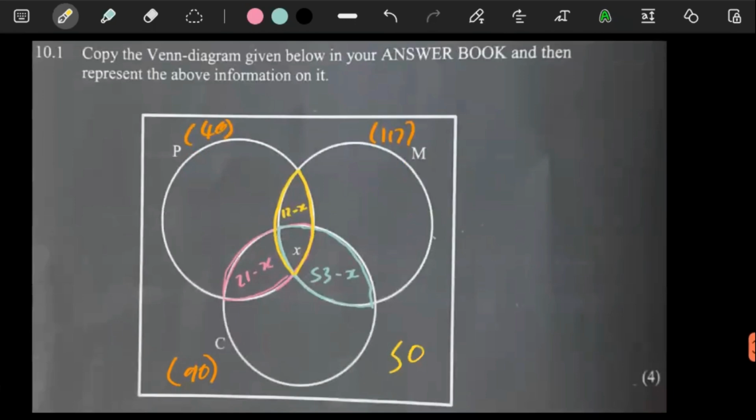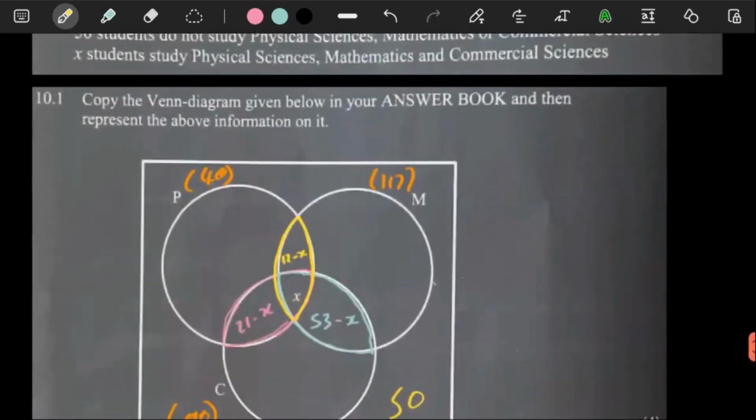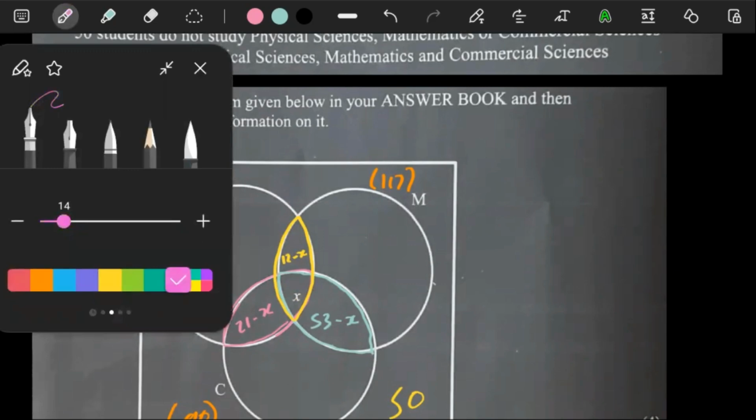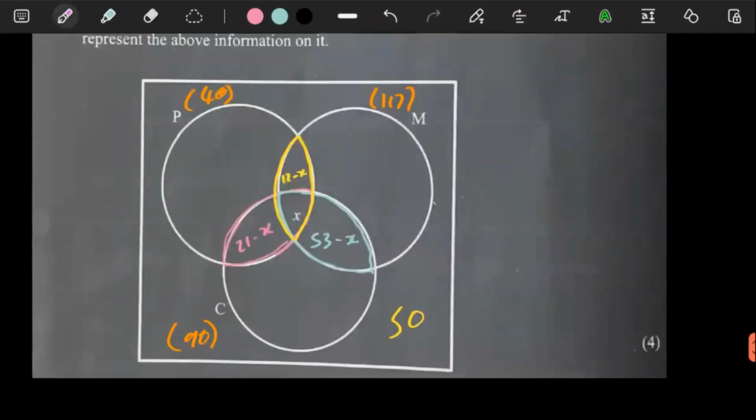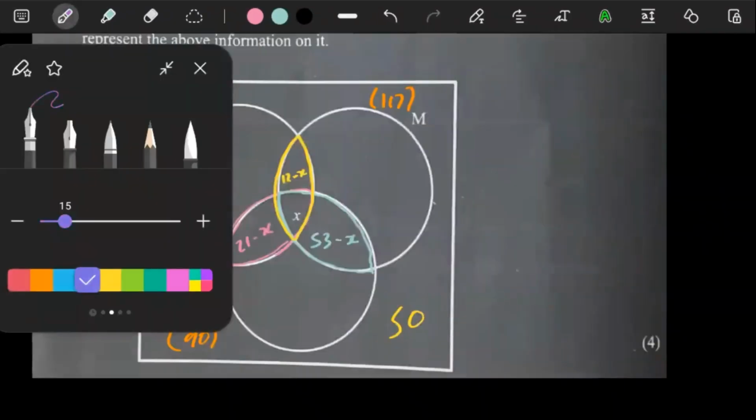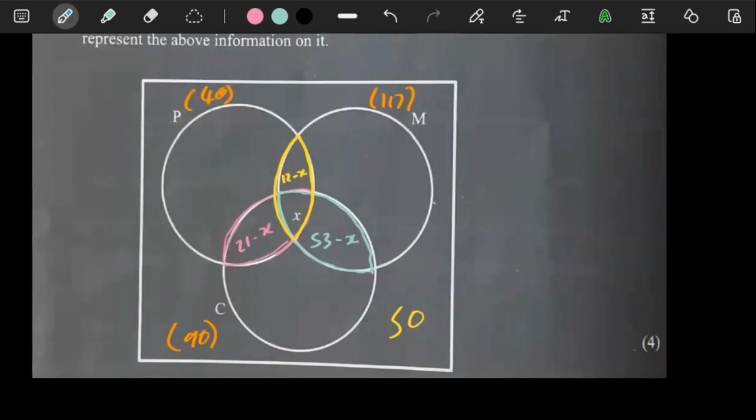So in a situation like this one, what you can do is you always want to solve for x first. It says here copy the Venn diagram, and then they said we should copy the Venn diagram in the answer book, then represent the information on it. So the one thing you can do here is you can actually solve for x using what now?